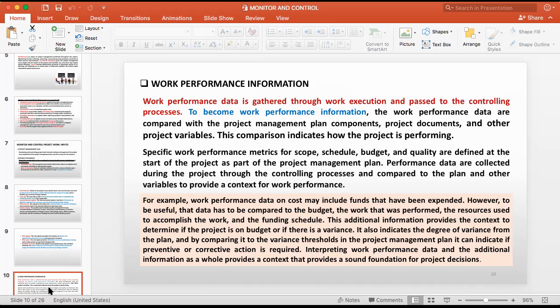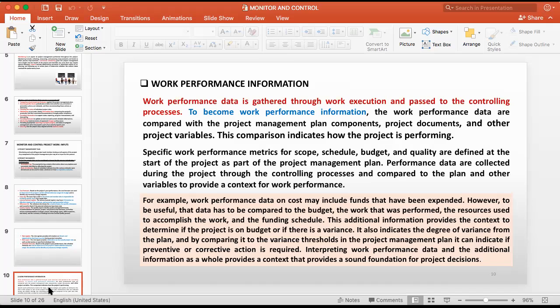This is important. Work performance data on cost may include funds that have been expended. But what are the funds available? The cost performance data will show how much you have expended.